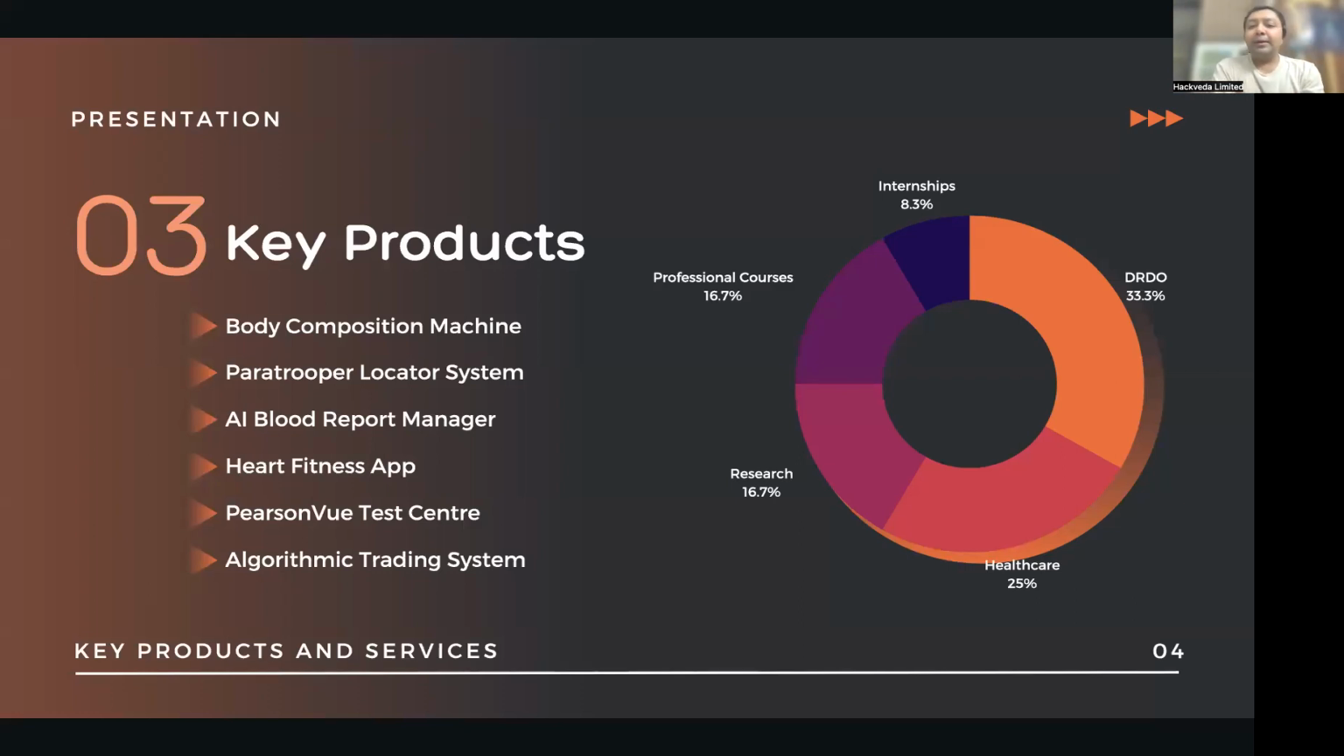With respect to the key products and services, these are some of the key products and the kind of organizations to which we provide them. Majorly, Hackveda works towards DRDO, which is 33.3% of the major products and services which we deliver, to the Defense Research Development Organization. Apart from DRDO, around 25% of the products and services which we build are with respect to the healthcare sector. Then 16.7% of our work is contributed towards the research segment.